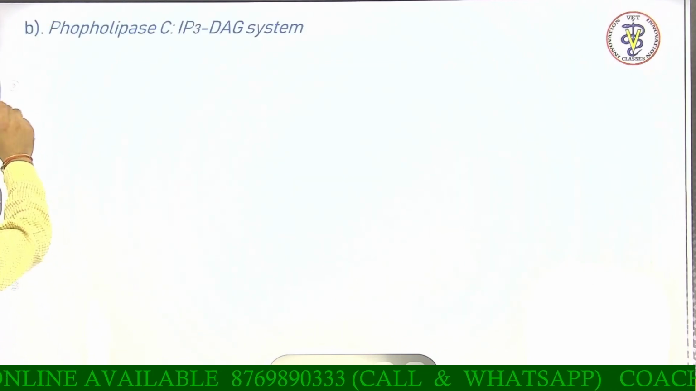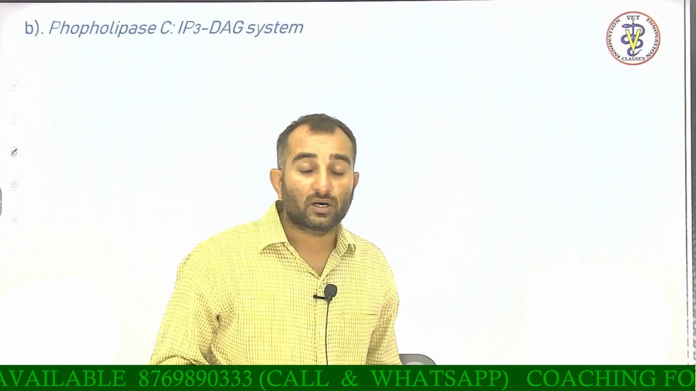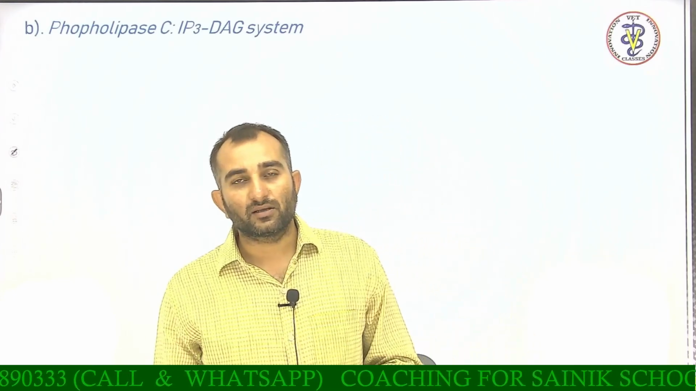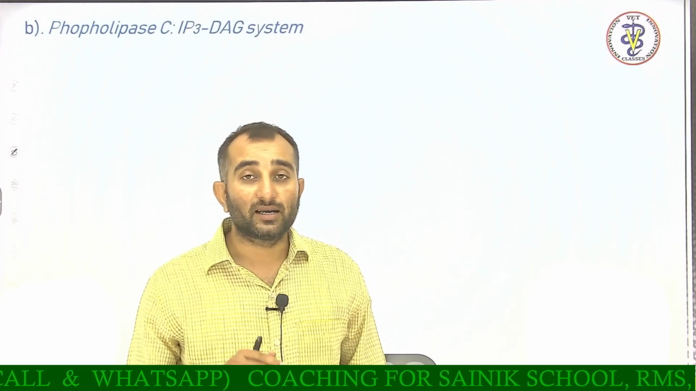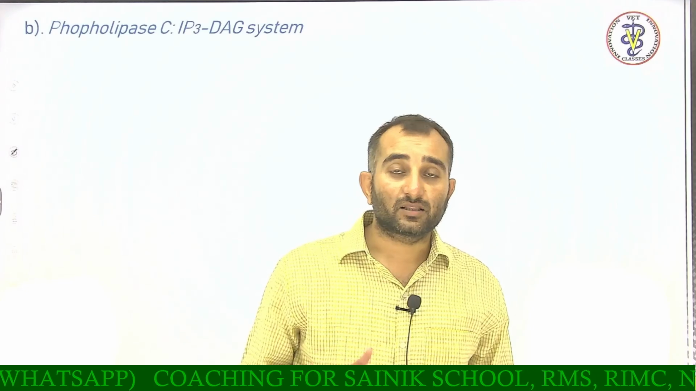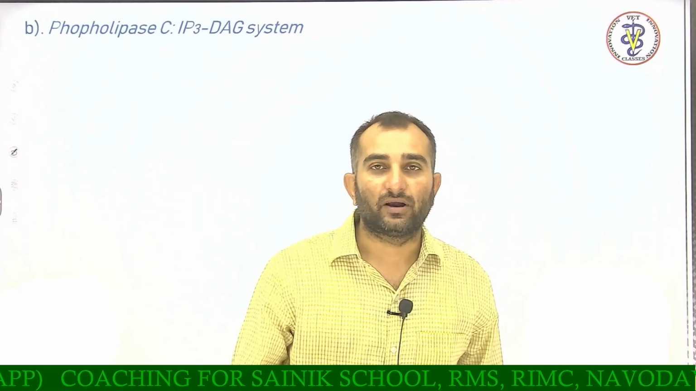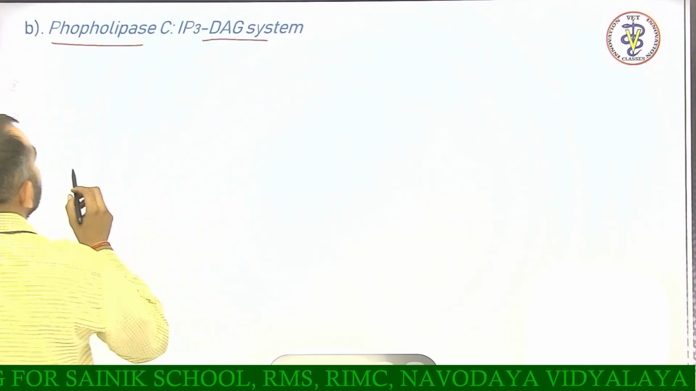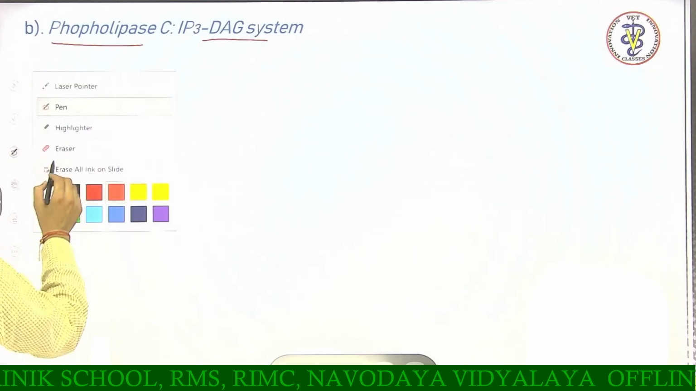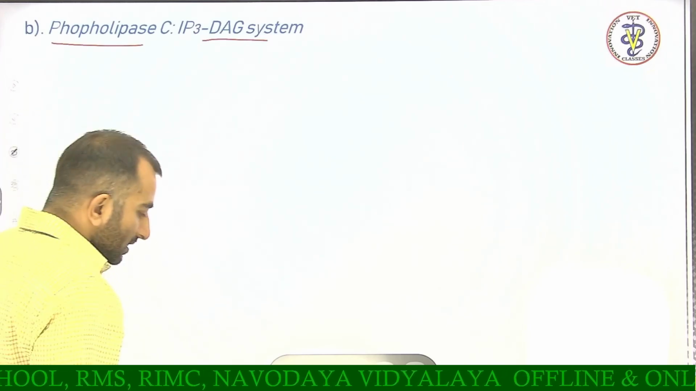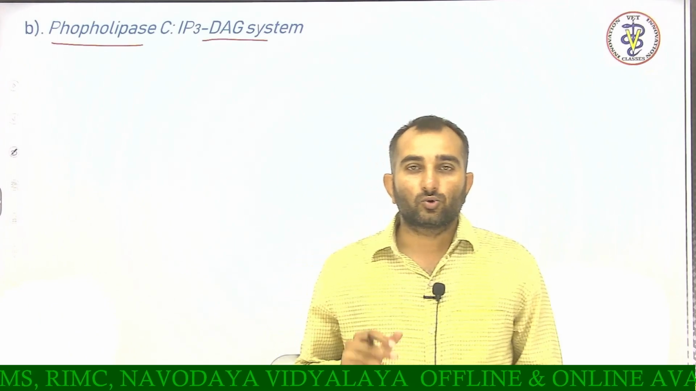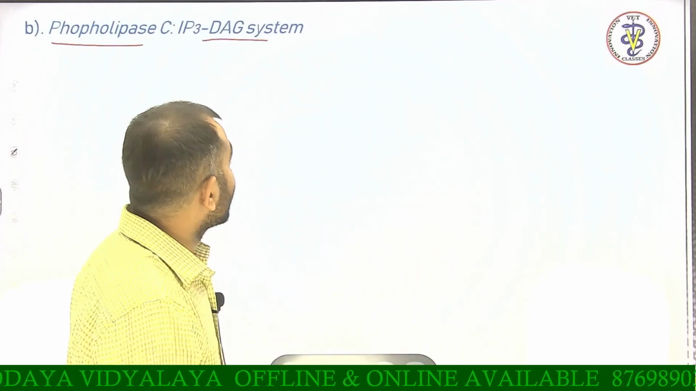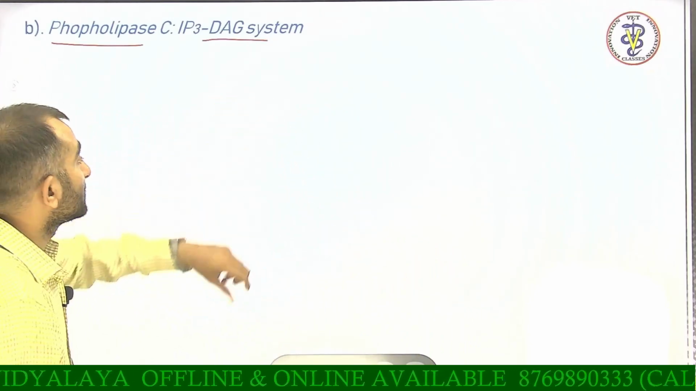So in that we discussed the cyclic AMP system, in which the G protein stimulates production of cyclic AMP from the adenylate cyclase enzyme, which phosphorylates different proteins and provides cellular effects. Now the second effector system is the phospholipase C IP3 DAG system. Basically IP3 and DAG are two different secondary messengers, which act via this system.